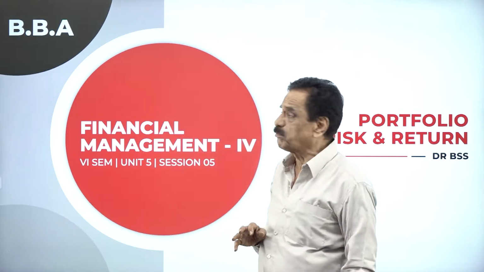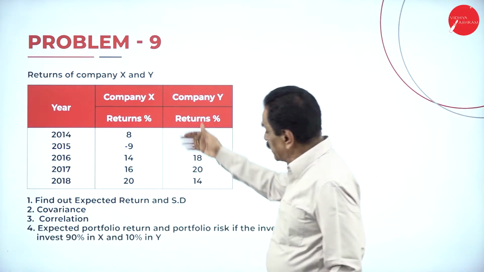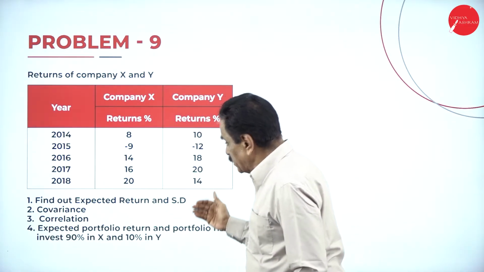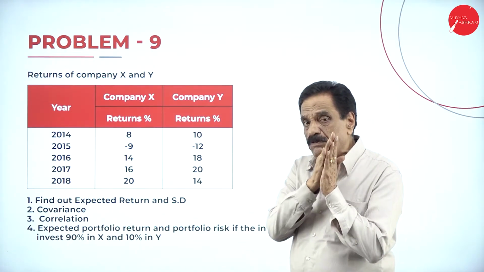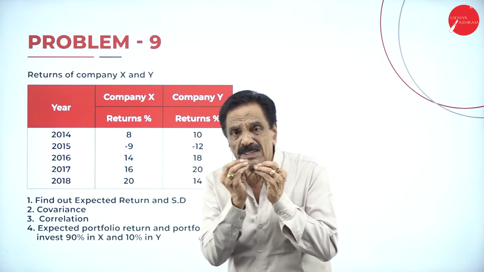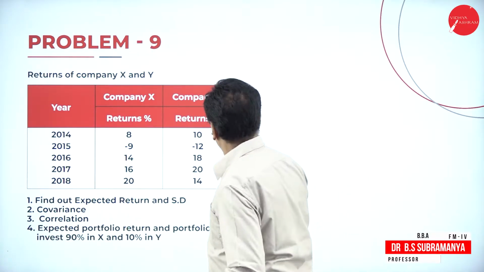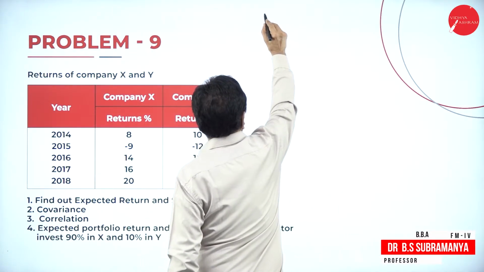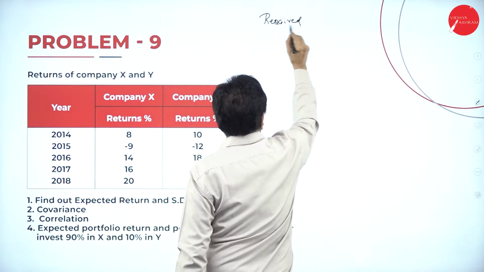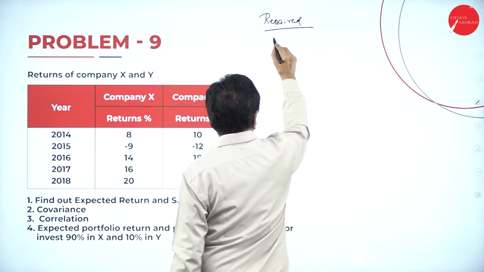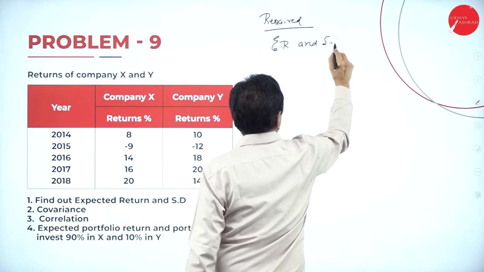Today we are going to solve the problem. Here the problem: company X returns are given, company Y returns are given. Then what do they ask? When you are given the problem, the first question to bear in mind is, what are the things they want? First required: expected return and standard deviation.